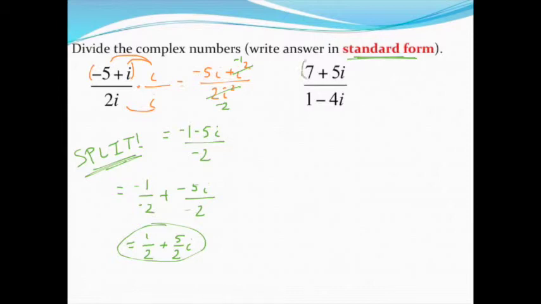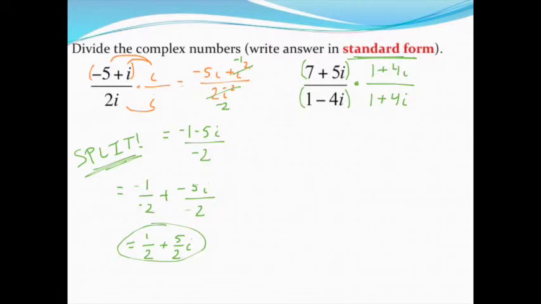So this time I do not just have a single term, I have a binomial in the bottom. What I'm going to do, again thinking back to square roots, is multiply by the conjugate. The conjugate, recall, is to take your expression, which is 1 minus 4i in the denominator, and just change the sign in the middle. So my conjugate is 1 plus 4i. I will multiply the top and the bottom by the same thing, because really all I'm doing is multiplying by 1 when I do this.